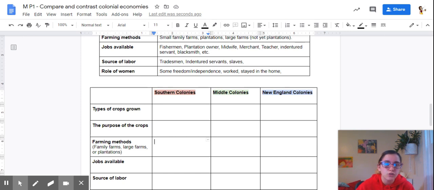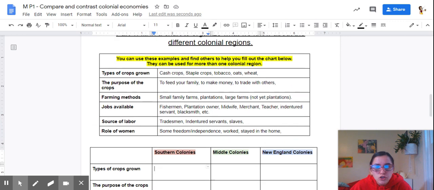you can feel free to Google it, but if you Google it, do not copy and paste a whole paragraph, right? If you Google it and you find a different crop that was grown in the southern colonies, cool, but I need you to just write just that crop, right? This is here to help you. We don't want to make it more overwhelming. But other than that, you can use this up here, right?